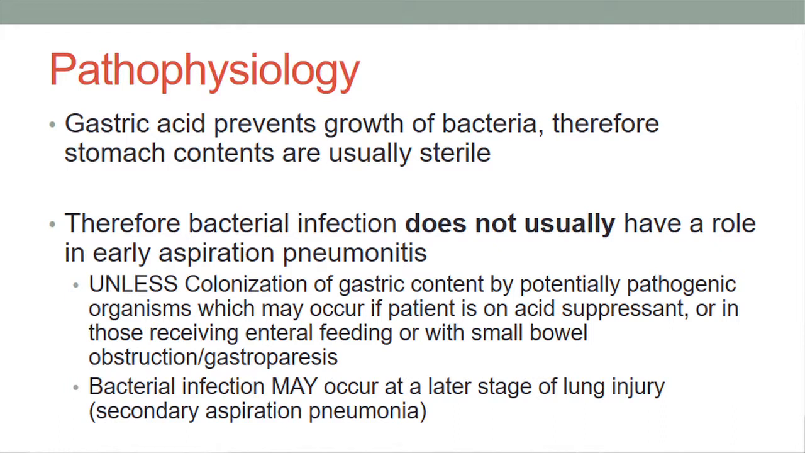So gastric acid prevents the growth of bacteria, therefore the stomach contents are usually sterile. And so bacterial infection does not usually have an initial role in early aspiration pneumonitis, but there are some caveats to that. Sometimes the gastric content can be colonized by potentially pathogenic organisms, which may occur if the patient is on any acid suppression, H2 blockers, PPIs, or in those receiving enteral tube feeds, or in those who have a small bowel obstruction or gastroparesis.